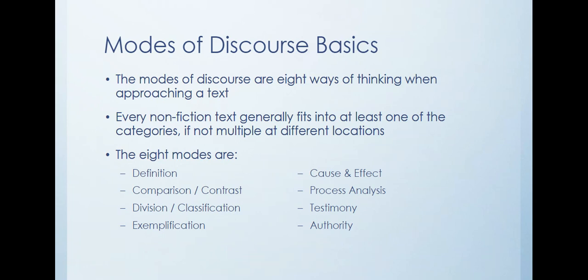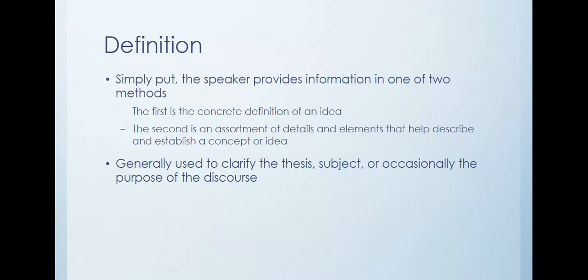Authority can be paired up with exemplification, definition, and process analysis to show the process, examples, and definition of a given structure to further illustrate and prove a point. Now, our 8 modes of discourse are definition, compare and contrast, division and classification, exemplification, cause and effect, process analysis, testimony, and authority. So we're going to take a look at all 8 of these real quick here this morning. And as you're working through this, think about, again, where and how you can see these being used. First one we have is definition.